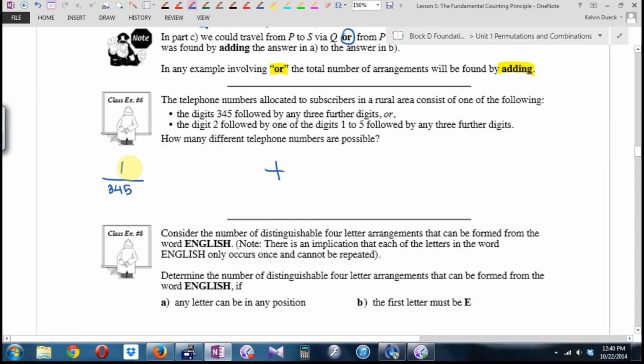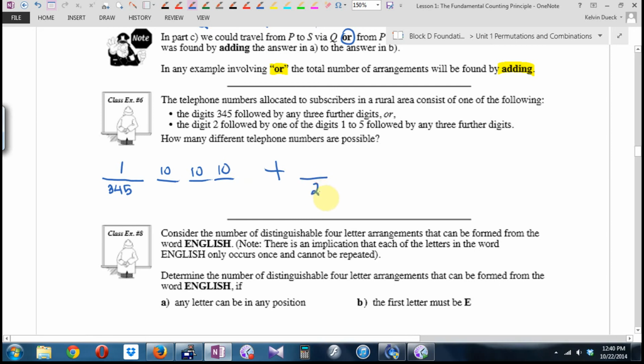And what else? 3 blanks. Any restrictions on those? No? So how many choices do I have for the first blank? How many for the second blank? How many for the third blank? 10.